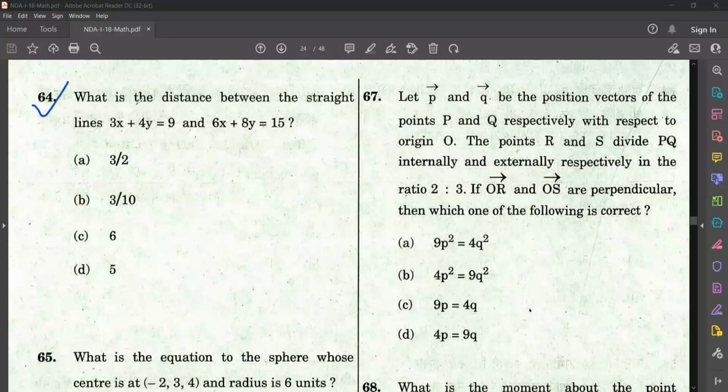Question number 64. What is the distance between the straight lines 3x plus 4y is equal to 9? Very, very direct question. Distance between two straight lines. I want all of you to do it.